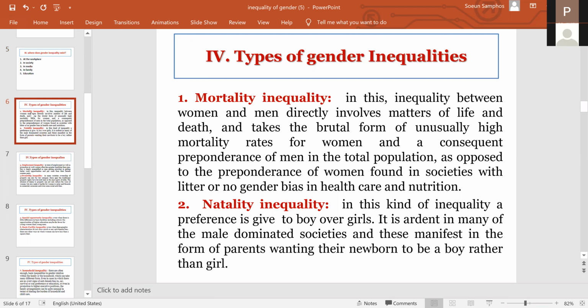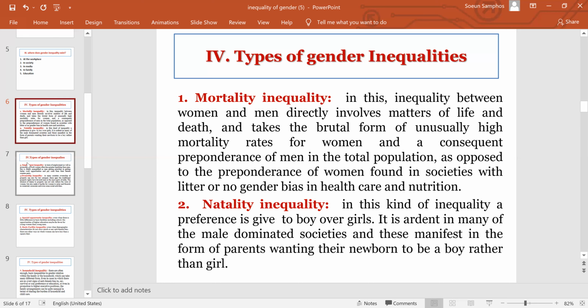Types of gender inequality. 1. Mortality inequality. In this inequality between women and men, it directly involves matters of life and death, and takes its toll from unusually high mortality rates for women and a consequent preponderance of men in the total population, as opposed to the preponderance of women found in societies with less or no gender-based bias in care and nutrition.